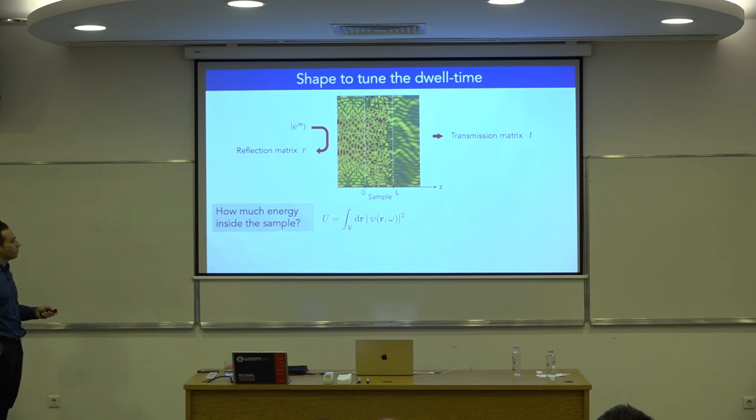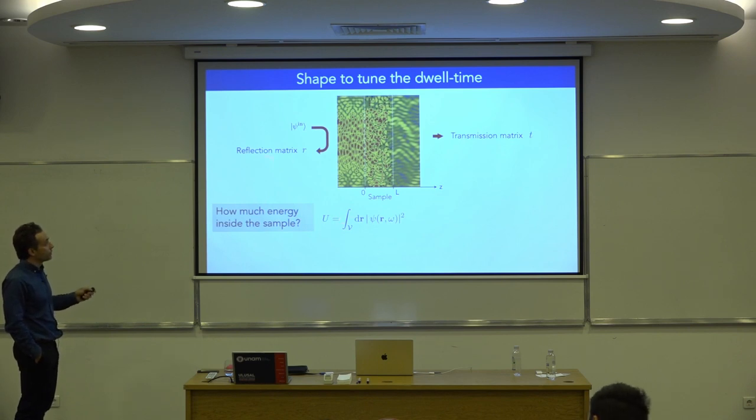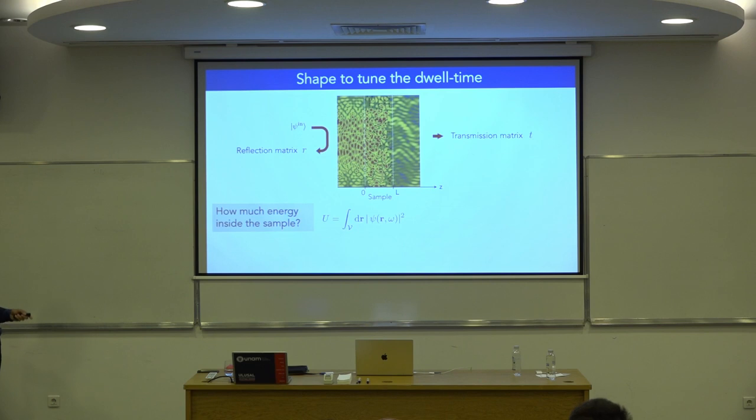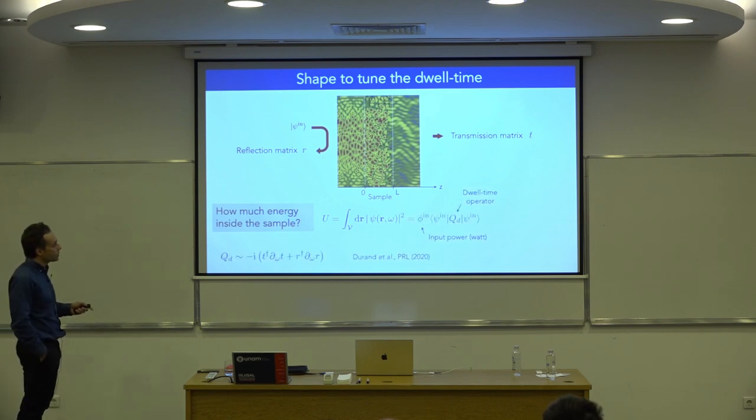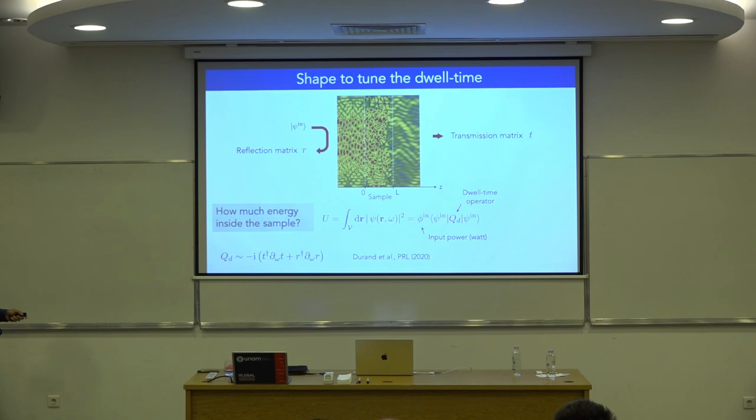So how do you define the energy in a simple way? This is essentially the intensity of the field that propagates through the system. What is nice is that we proved that you can express this volume integral as the expectation value of a matrix, that I will explain in a second, in the input state that you are sending. This is a bit tricky, but you have to think about it. So what is this matrix?